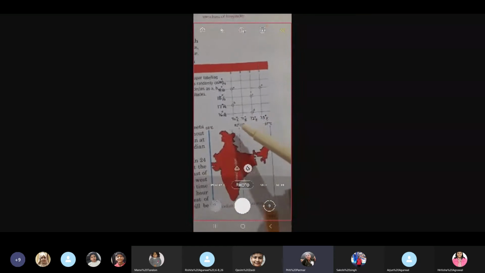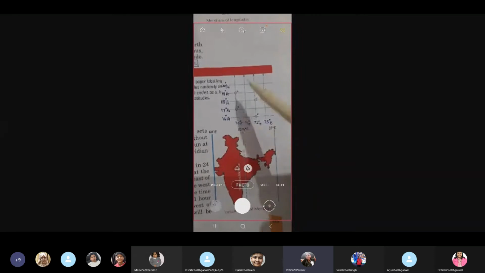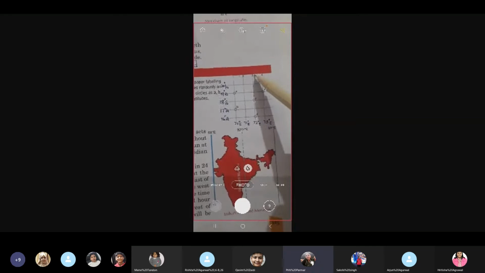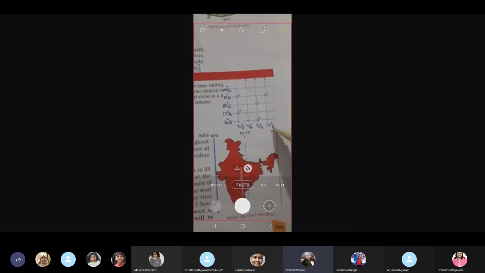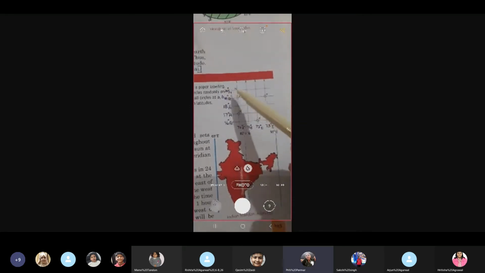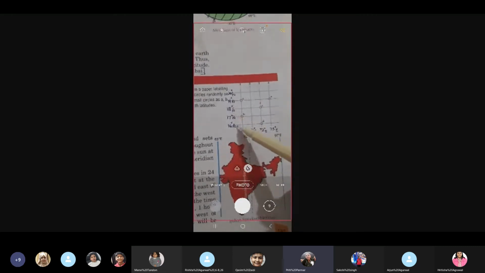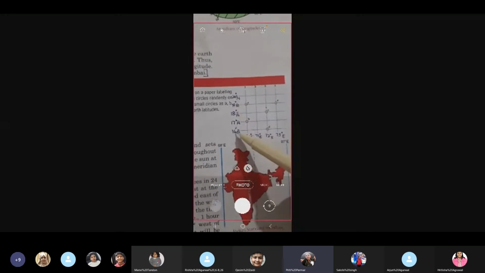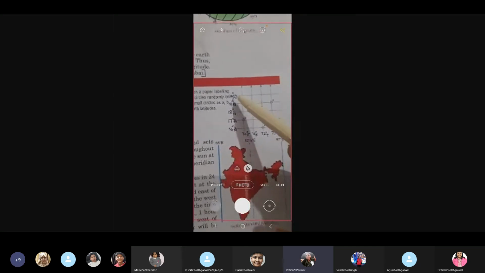Now please see the marking of this diagram. Instead of writing ABCD here, you will write 70 degrees east, 71 degrees east, 72 degrees east, 73 degrees east. These readings which I have written below, you will write here when you draw this diagram. Then coming to the latitudinal lines, instead of capital A, B, C, D, E, you will write 16 degrees north, 17 degrees north, 18 degrees north, 19 degrees north, 20 degrees north.